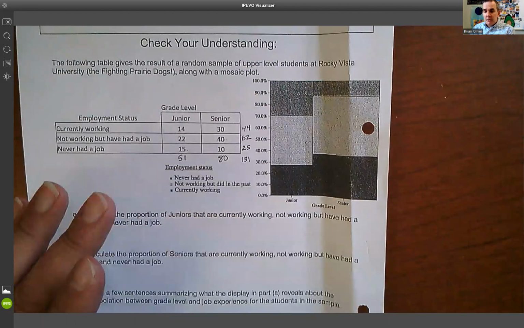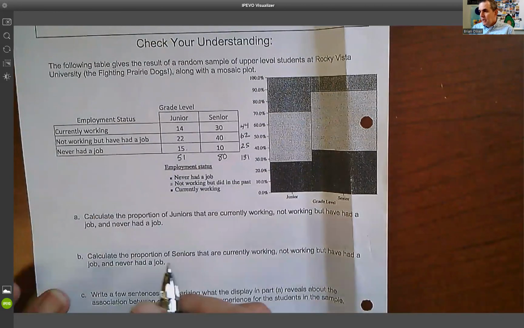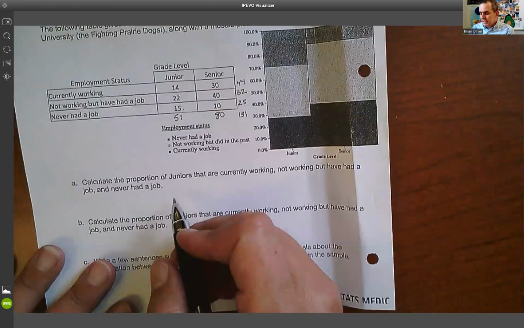Mosaic plots are a new thing. They were on the AP test last year. Next class, we're going to start off with a kind of reminder. But a lot of the time on this one, we're just reading.